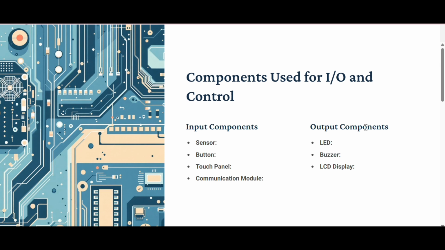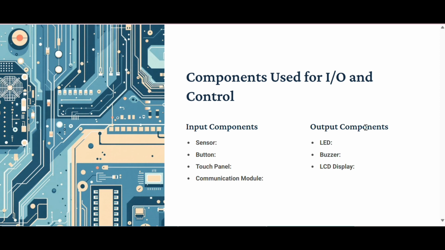Output means the response of the system. In real life, after our brain understands information, our body gives a reaction. For example, when we see something hot, we move our hand away. That action is output. In an embedded system, output can be an LED turning on or off, a motor starting or stopping, or a display showing information. Now understand what is inside the controller.